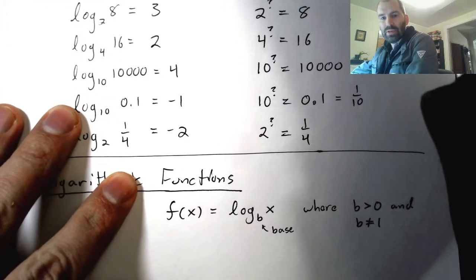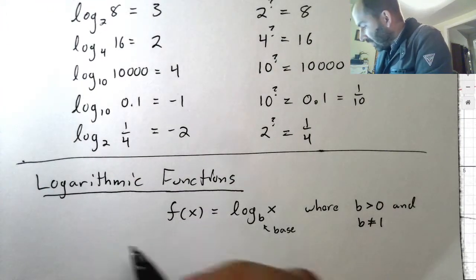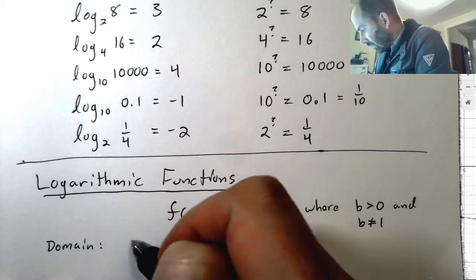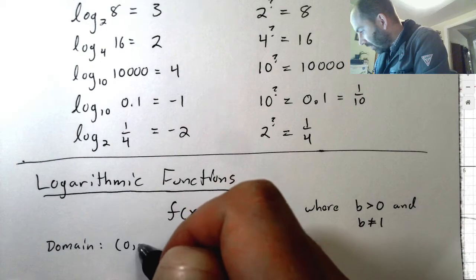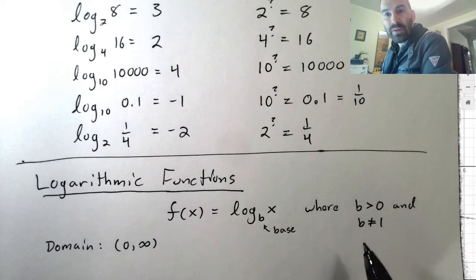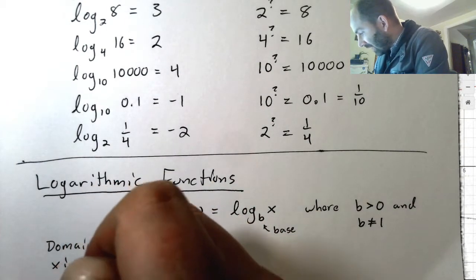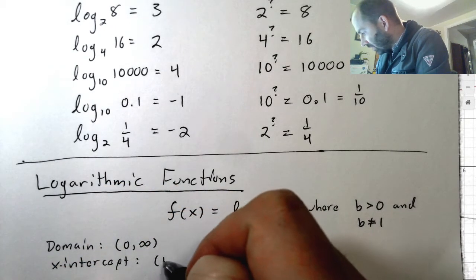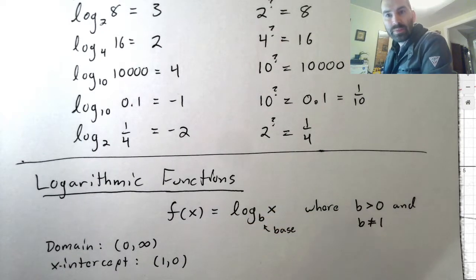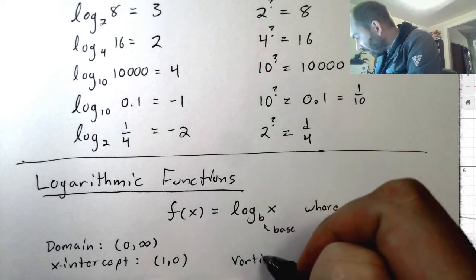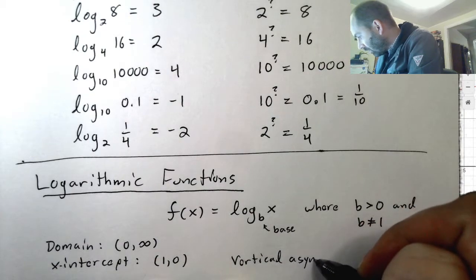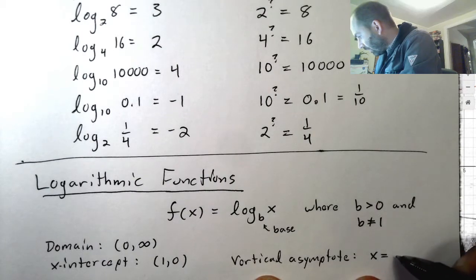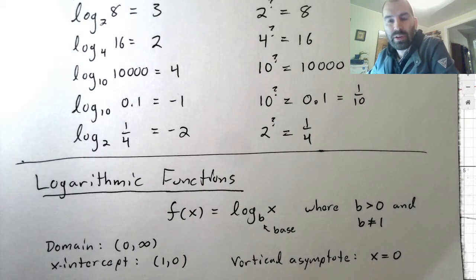All right. So our observations were the domain is the set of all x greater than 0, so the interval 0 to infinity. We had the x-intercept was always the point (1, 0), and we had a vertical asymptote, which was the line x equals 0, that vertical line.